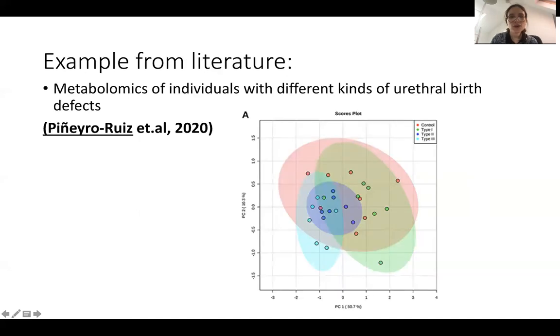Let's look at a few examples in the literature in which people used principal component analysis. For example, this recent paper looked at metabolomics of individuals with different kinds of urethral birth defects. They plotted every individual as a point based on their principal component 1 and principal component 2. Next, they color-coded the points based on the type of birth defect.